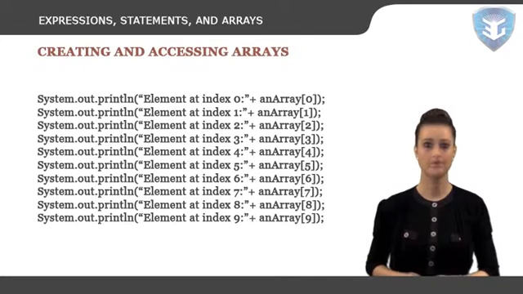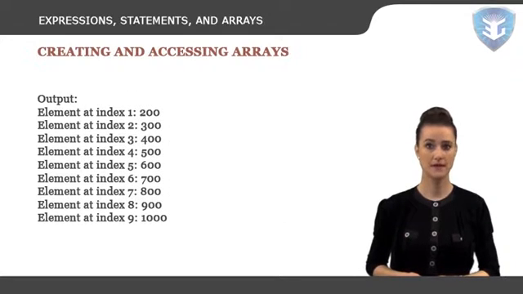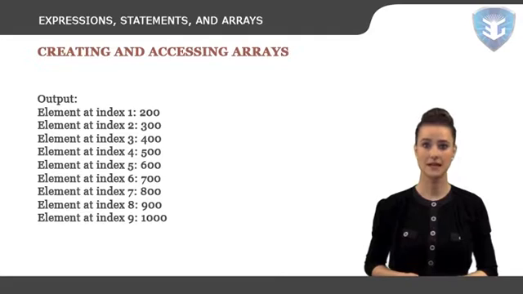The output from this program is: element at index 0 is 100, element at index 1 is 200, element at index 2 is 300, element at index 3 is 400, element at index 4 is 500, element at index 5 is 600, element at index 6 is 700, element at index 7 is 800, element at index 8 is 900, element at index 9 is 1000.